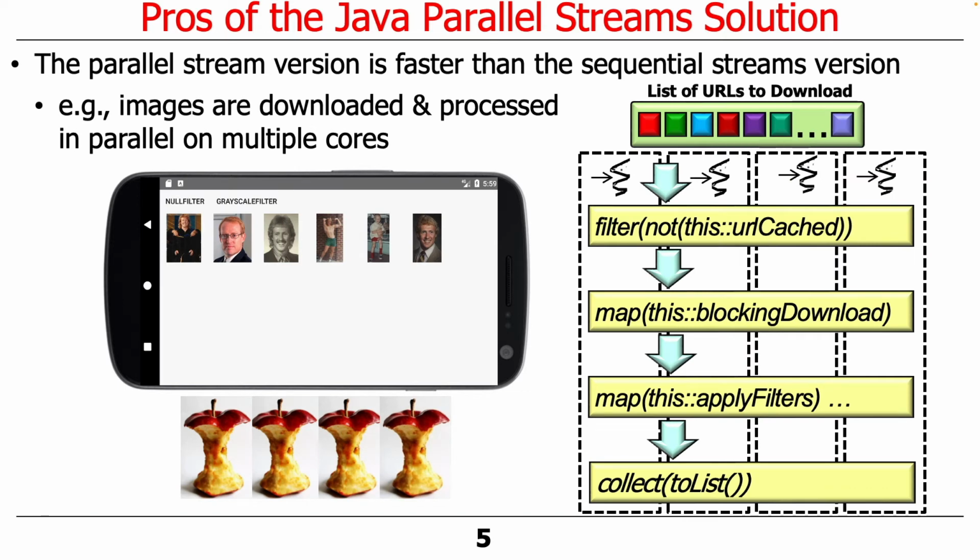And the reason, of course, we do get this speed up is because the images are downloaded and processed in parallel on multiple cores. And also, as we've talked about before, we use this clever technique of the common fork join pool using the managed blocker stuff. So it'll expand the common fork join pool as needed to keep things humming along at full tilt.